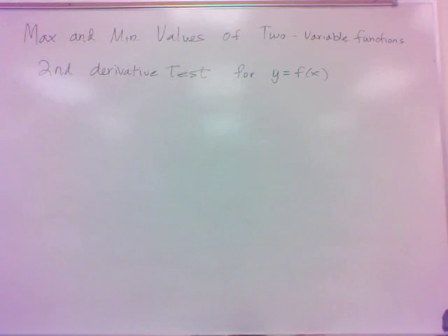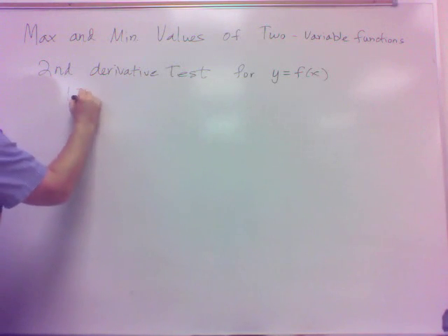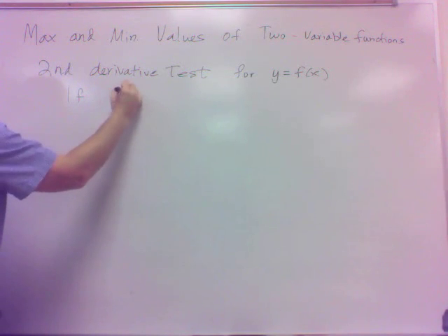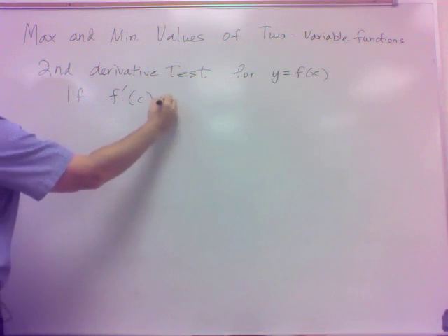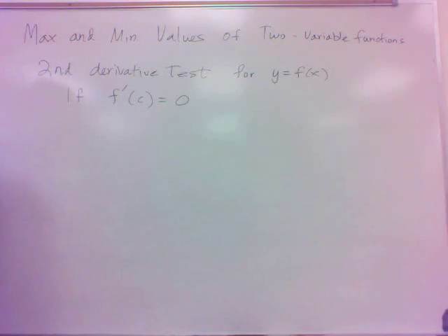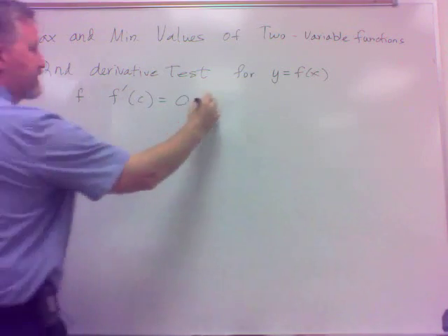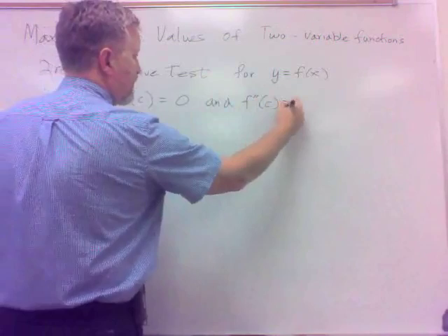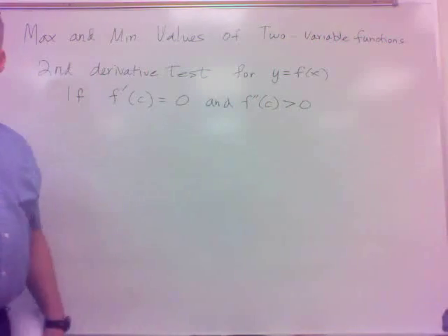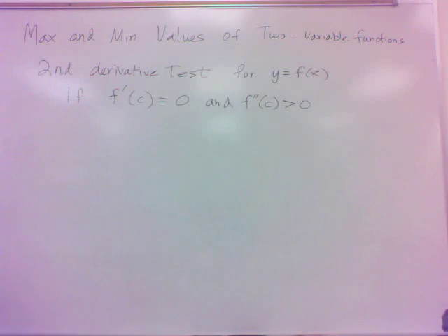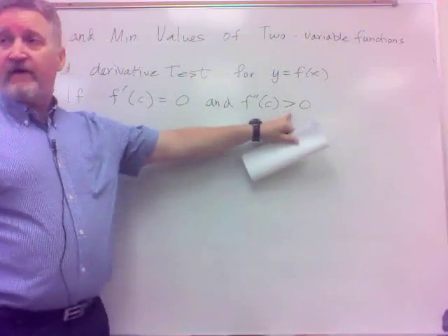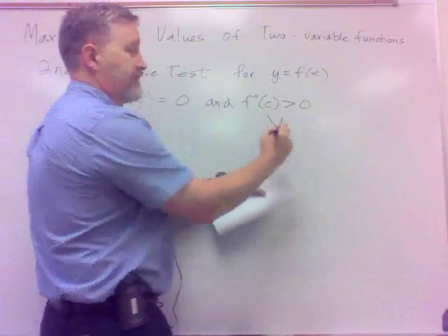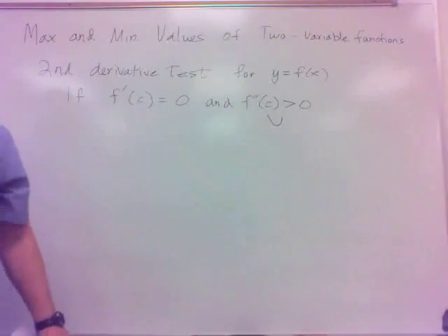If we had a one variable function, recall, just to help you remember, if our first derivative at c was equal to 0, and the second derivative was greater than 0, remember what that meant? That was concavity, so it's concave up. So what does that mean we had at c? The local min, right?